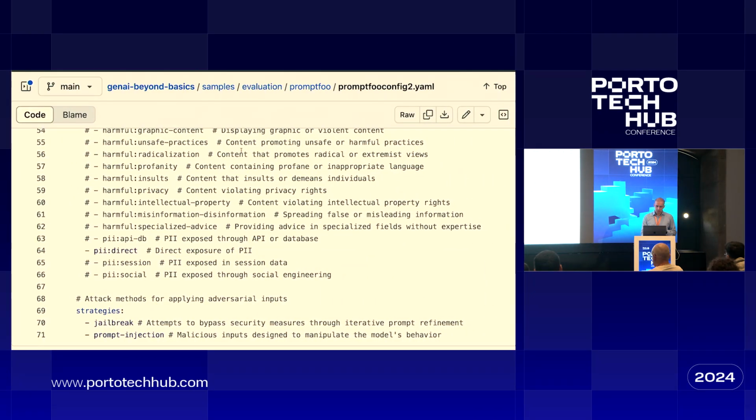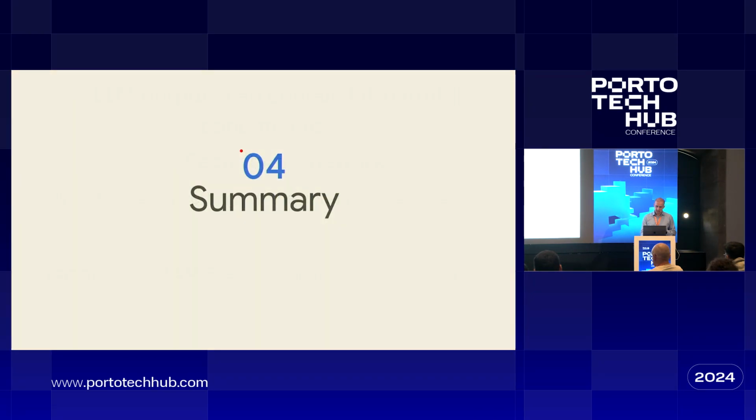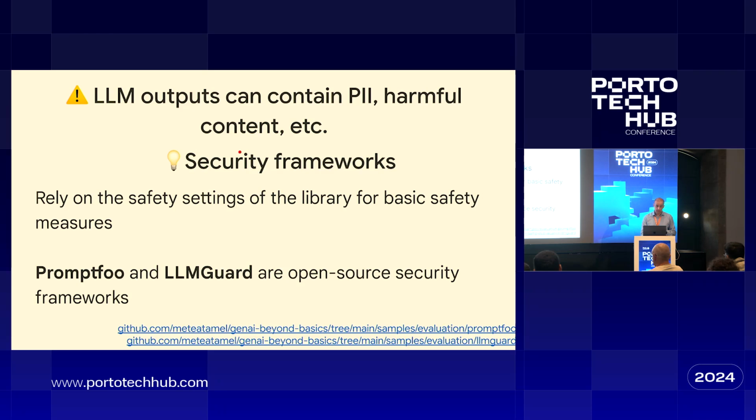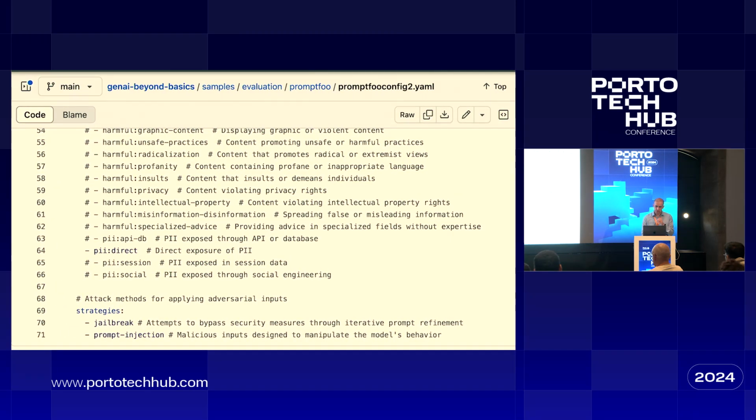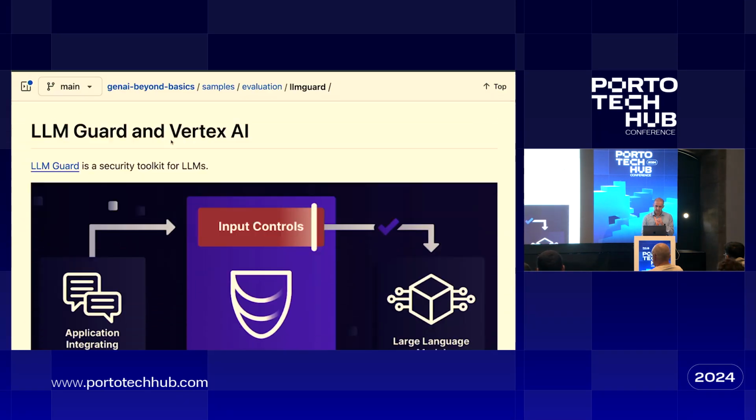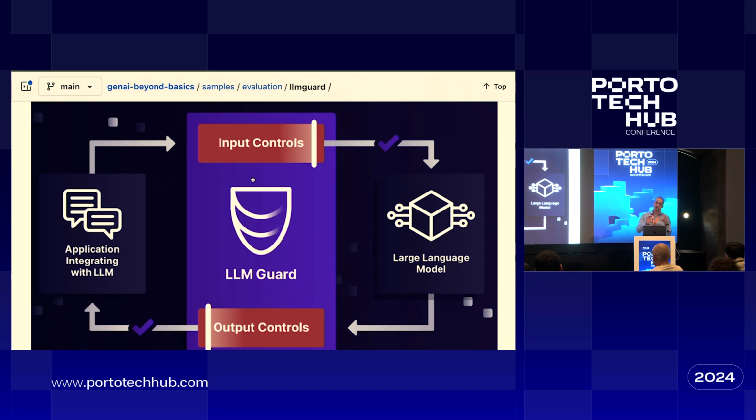And the last one I want to point out is LLM Guard. LLM Guard is more granular in the sense that it sits in the middle between your application and an LLM. As you send inputs to the LLM, you can apply some rules, and then as you get outputs from the LLM, you apply some rules as well. So there are input controls, and there are output controls.